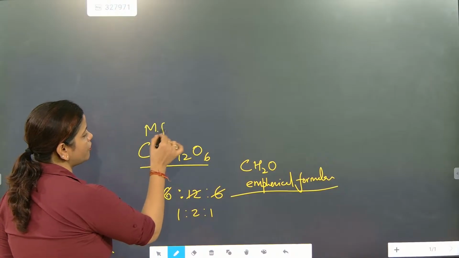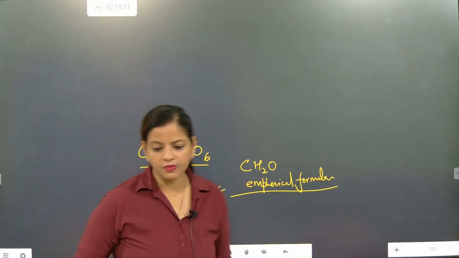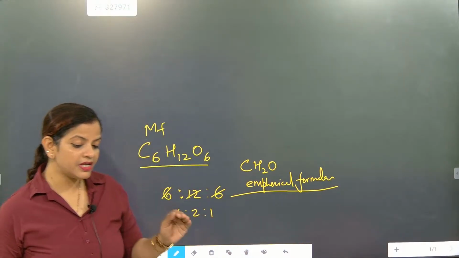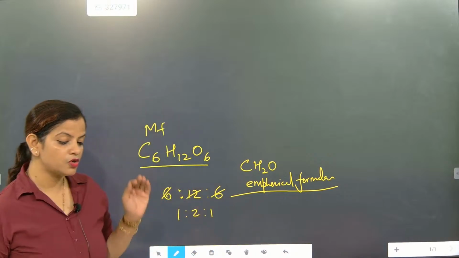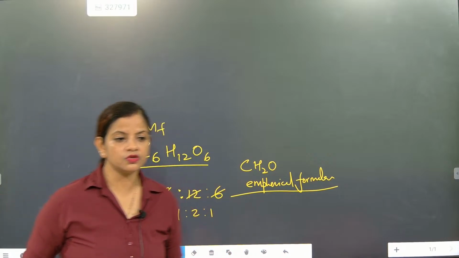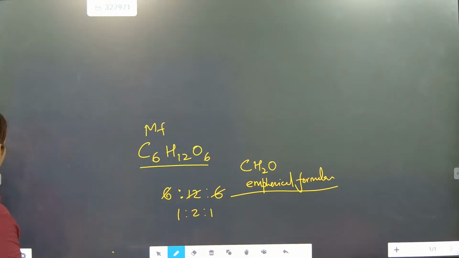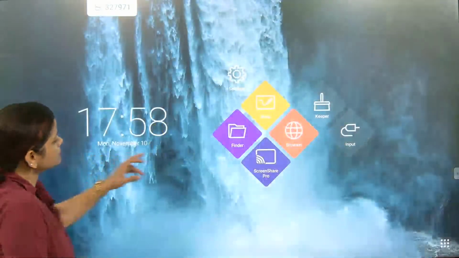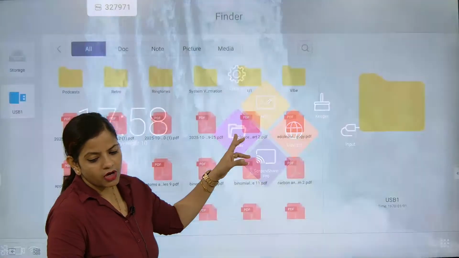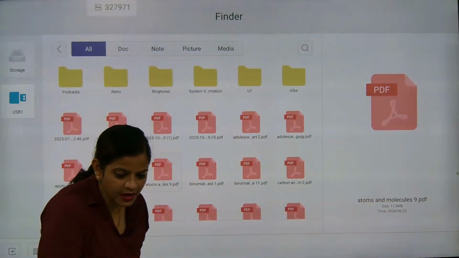This is the molecular formula. The molecular formula is written as it is, but the empirical formula, beta, you have to write in the shortest way. I hope you have understood. I taught this in the last class also, and I am teaching it again. So that's the difference between the molecular formula and the empirical formula.